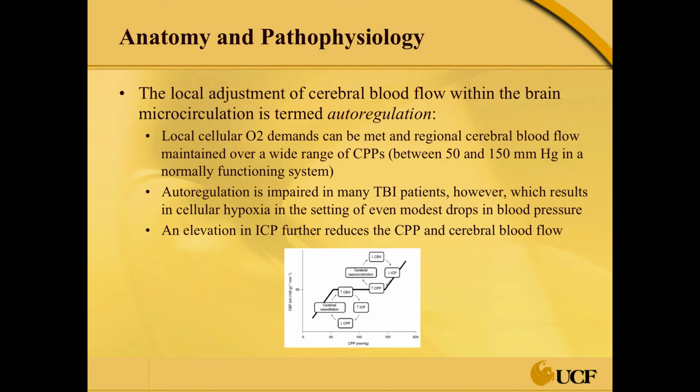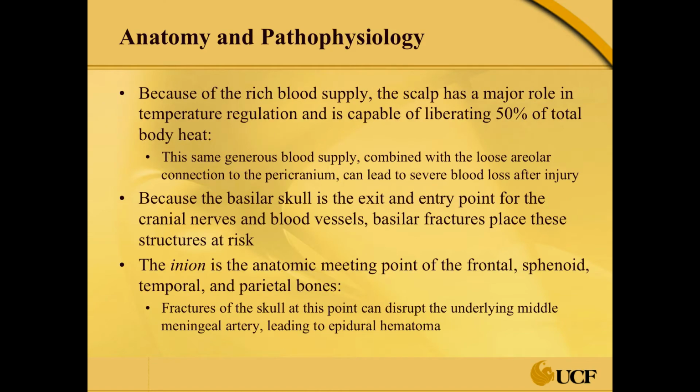But in TBI, autoregulation becomes impaired, and so cerebral hypoxia, even just a modest drop in blood pressure, can actually affect your cerebral perfusion. And so that's why when we look at CPP, the MAP plays a very important role, right? We just looked at the formula for CPP, and now we can see how that MAP plays a very important role in the overall CPP. An elevation in ICP will further reduce the CPP and inhibit cerebral blood flow as well.